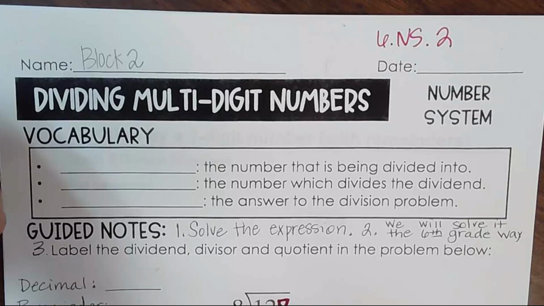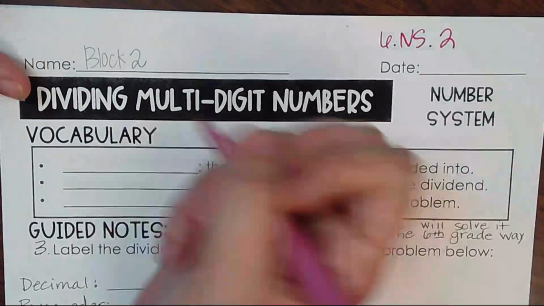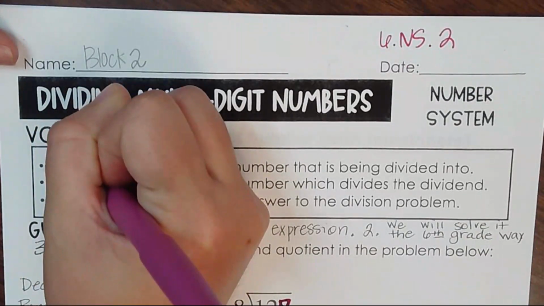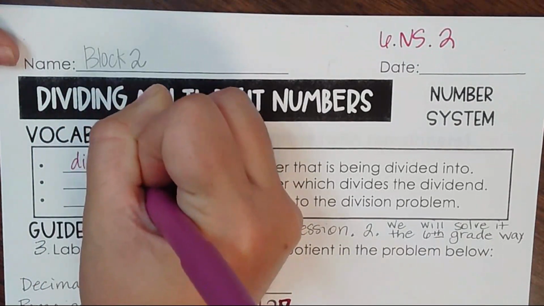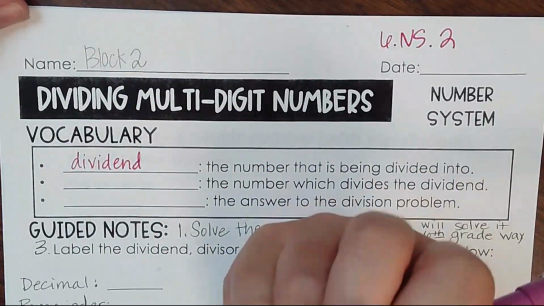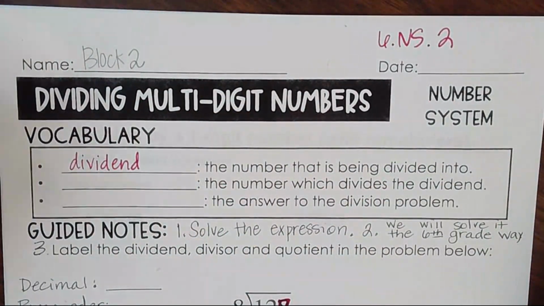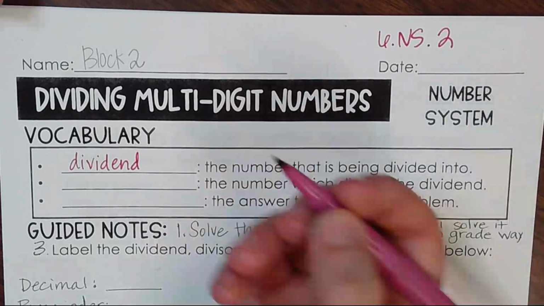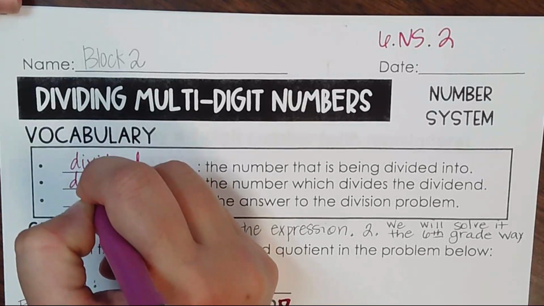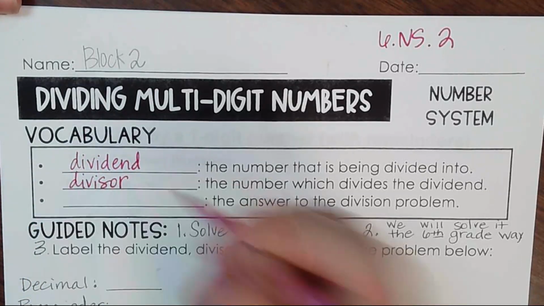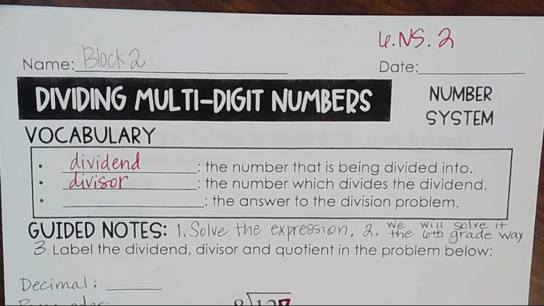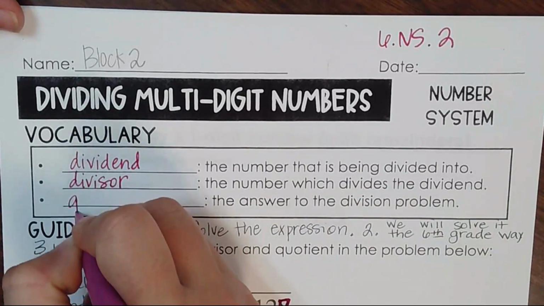Now, dividing multi-digit numbers. So our vocabulary that we're going to work with first is the number that is being divided into is called the dividend. And when I'm writing, you are writing. So if I say I do, you say we do. I do. We do. I do. We do. The number which divides the dividend is called the divisor. And the answer to the division problems is the quotient.